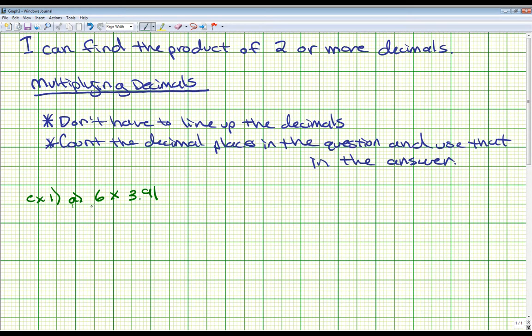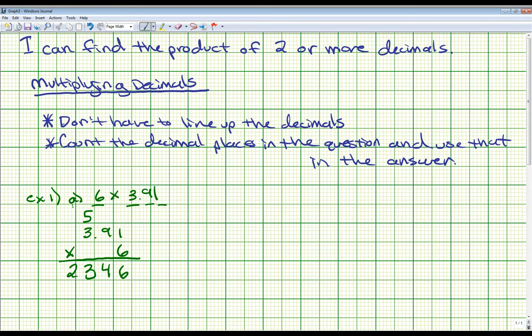So if you look at the 6, it only has one digit. The 3.91 has 3 digits. Because it has more digits than the 6, even though it's a smaller number, we're going to put 3.91 on the top of our multiplication sentence. Remember, we don't have to line up the decimals, so we didn't have to put the 6 underneath the 3.91. Now we're going to multiply as if there was no decimal in the problem. 6 times 1 is 6. 6 times 9 is 54. 6 times 3 is 18, plus 5 more would give us 23.